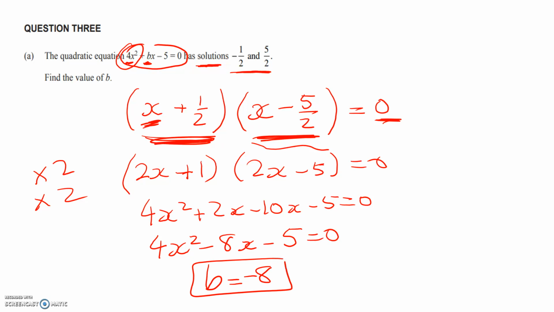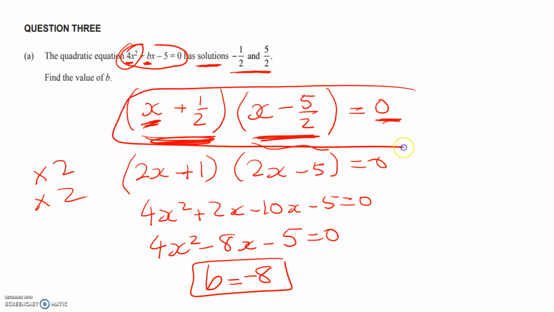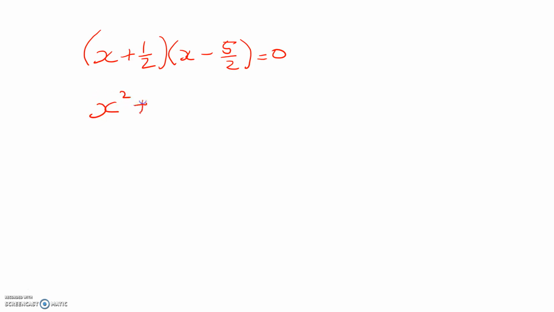That's all good if you saw what to do. But what if you got to this point and got really stuck? Let's see what else we could have done, because there's another way to do this one. Suppose we've got x plus a half times x minus 5 over 2, and we have a complete brain freeze. All we remember how to do is to expand. When we expand, we're a bit worried because we don't get a 4x squared. We get x squared plus a half x minus 5 over 2x minus 5 over 4 equals 0.